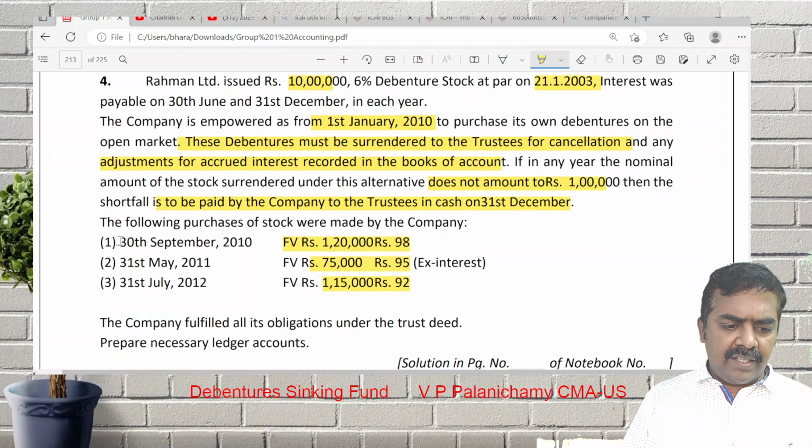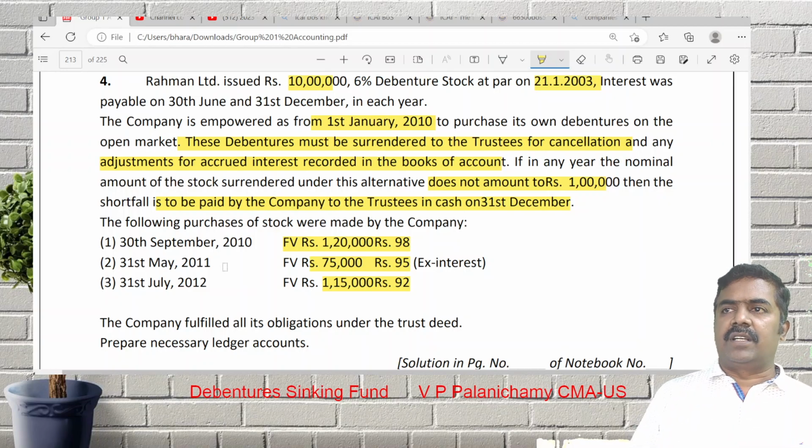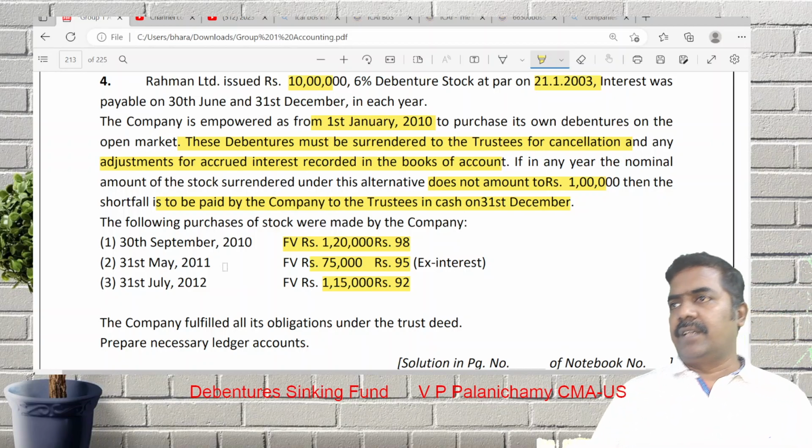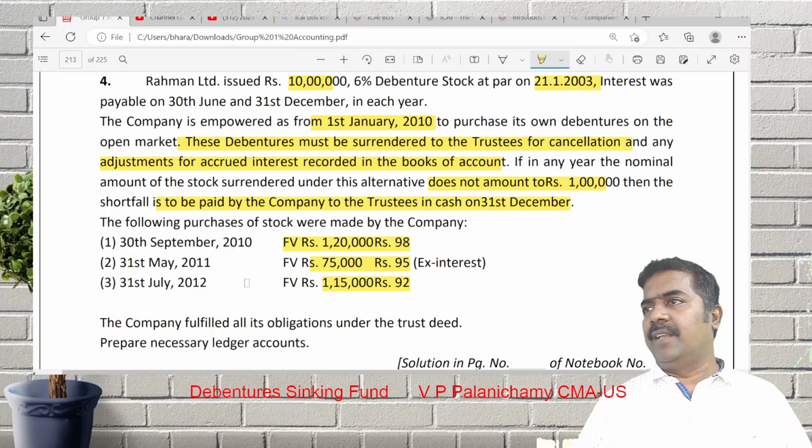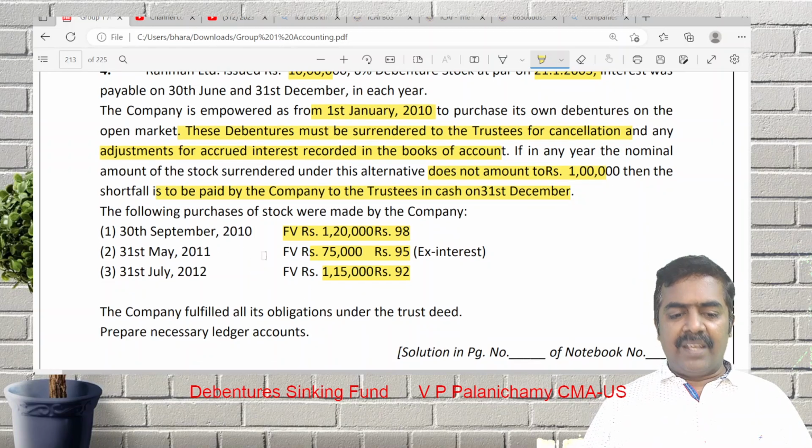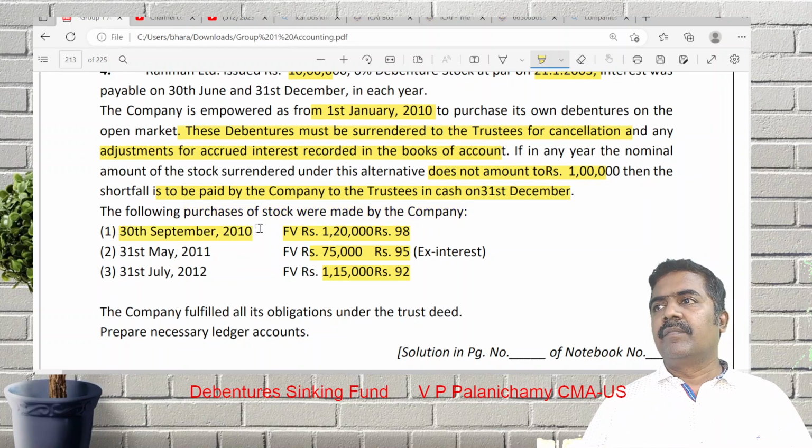Before that, these debentures are purchased and given to the trustees for which one? Cancellation. So just let us pass the entry, அவ்வளவுதான். பெருசா இல்ல. There is no debenture redemption reserve, nothing. We are just buying and cancelling, அவ்வளவுதான். So when the first debentures are purchased? 30th September 2010. Start.